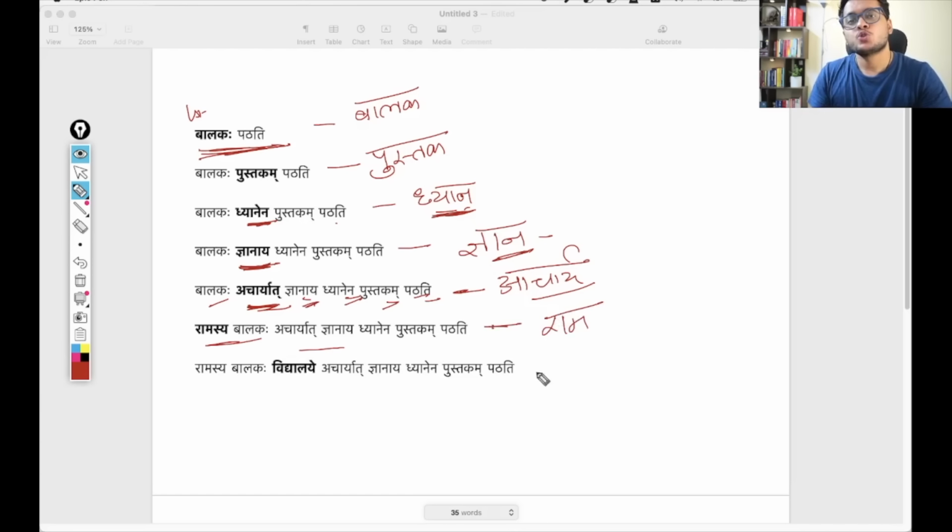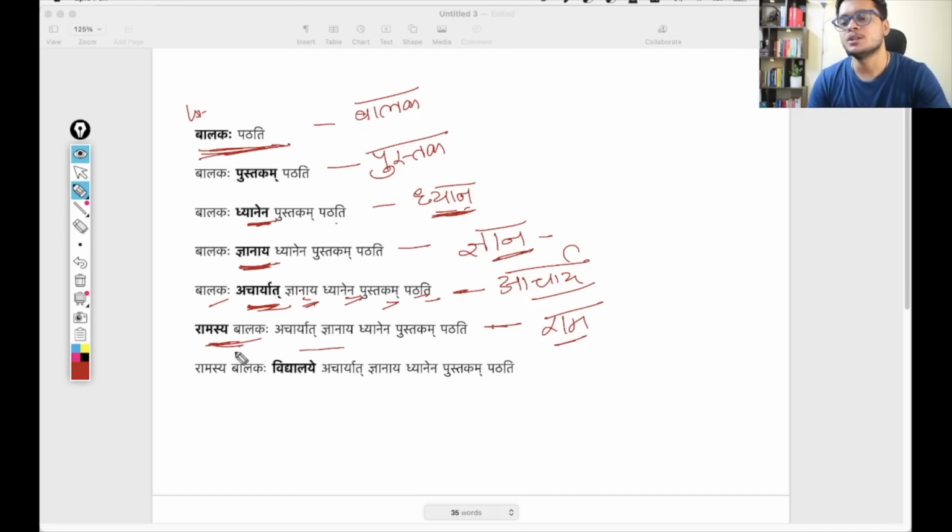So now I want to show the relationship of this boy, Balak. His father is who? Whose son is this boy? Ram is the father of this boy. So, Ramasya Balakah: that boy of whom? Son of whom? Whenever we want to show relationship, we use this case, and that's why Ram became Ramasya.